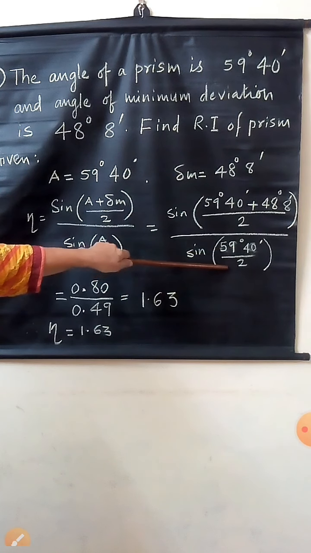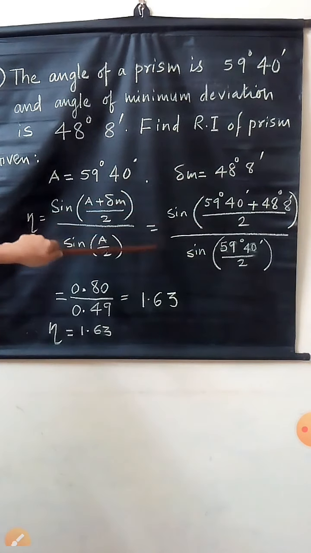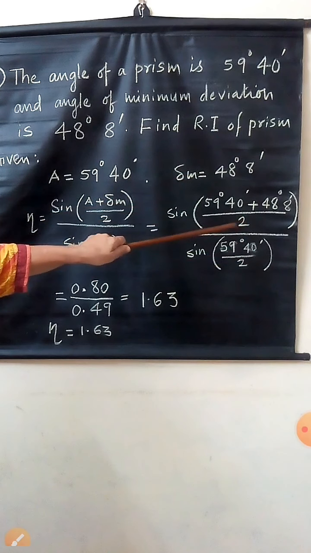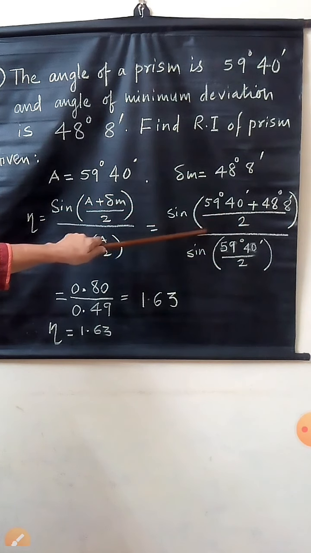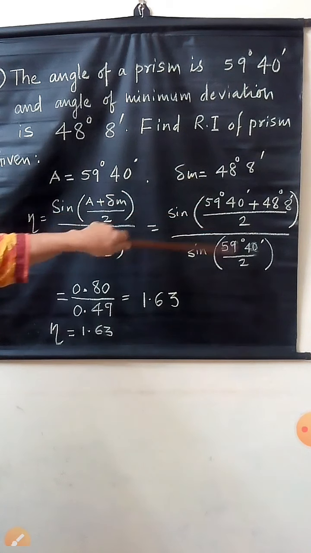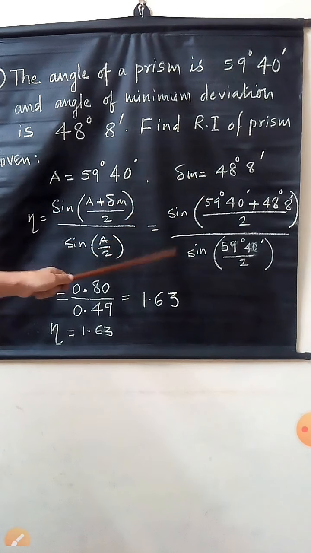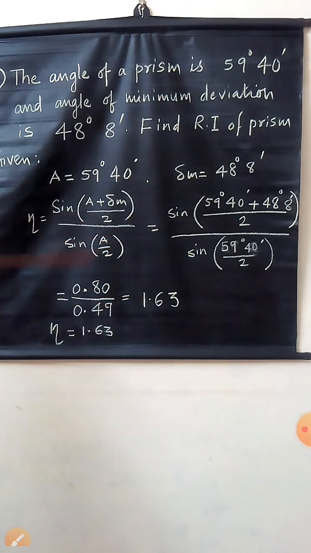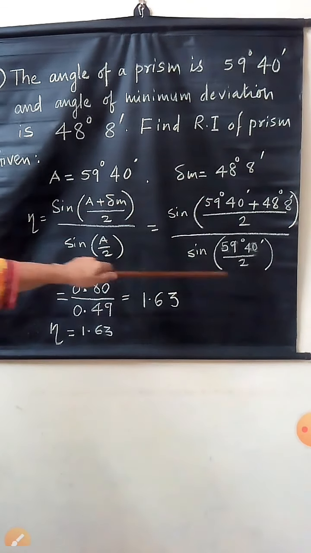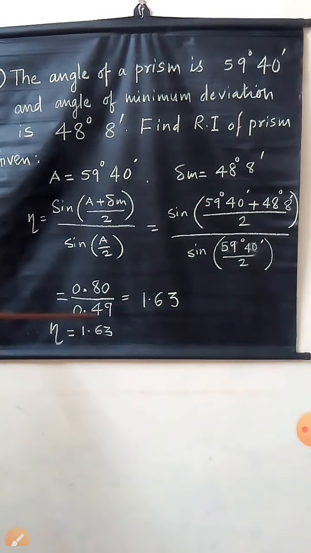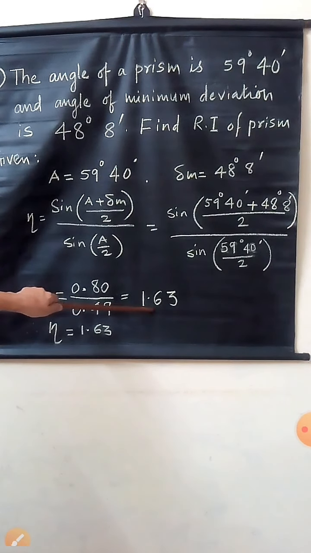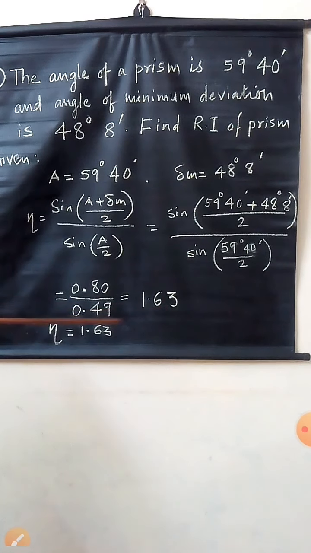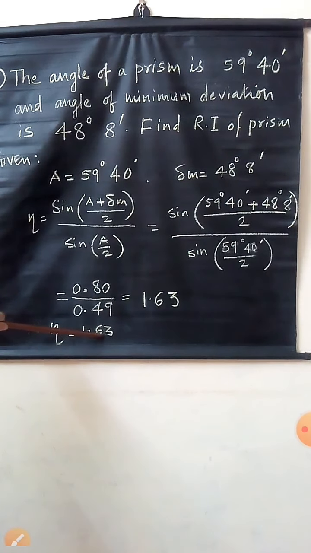Now to calculate this, we are going to use the calculator and I will show you how you are going to use the calculator to calculate this. After calculating this using the calculator, you will get the numerator is equal to 0.80 upon the value of the denominator, which will be 0.49, and this ratio will come out to be 1.63. So the refractive index of the prism is calculated as 1.63.